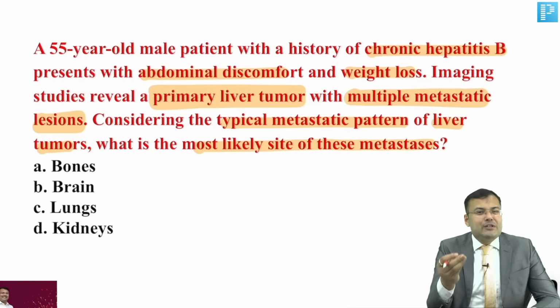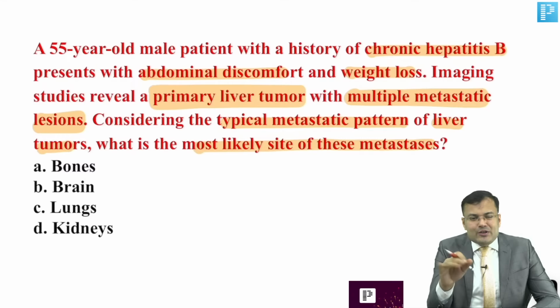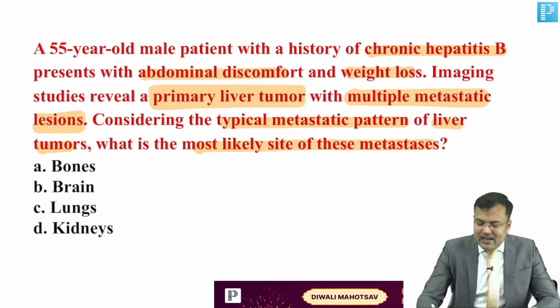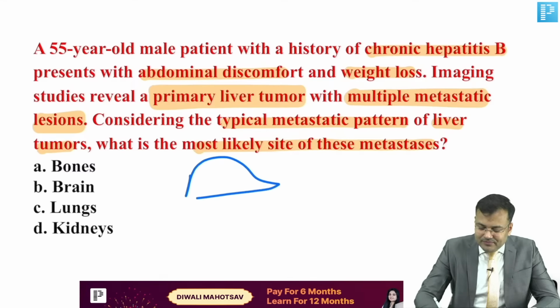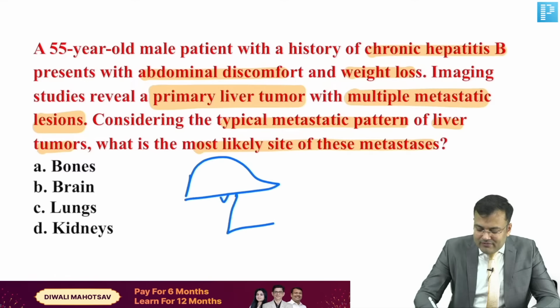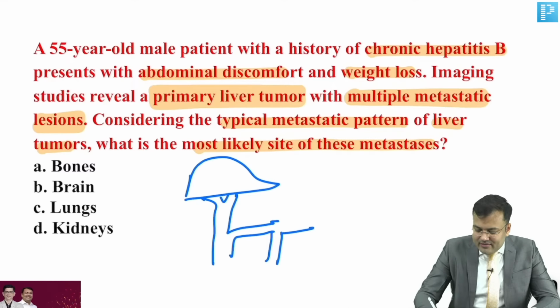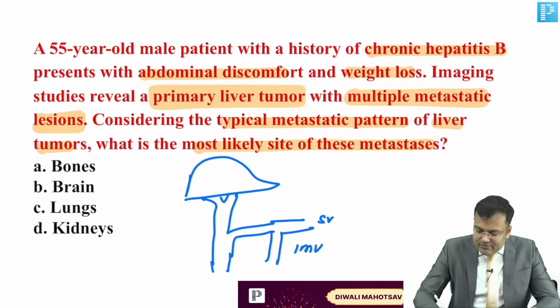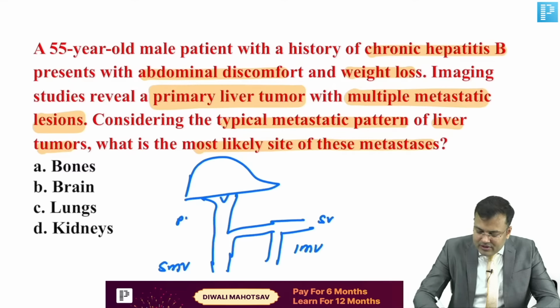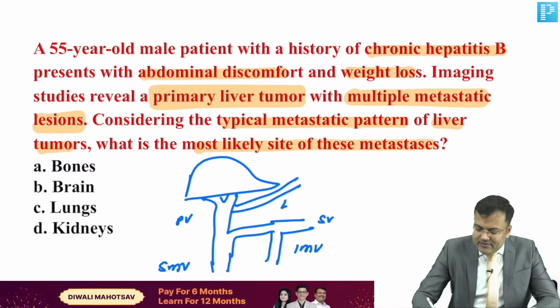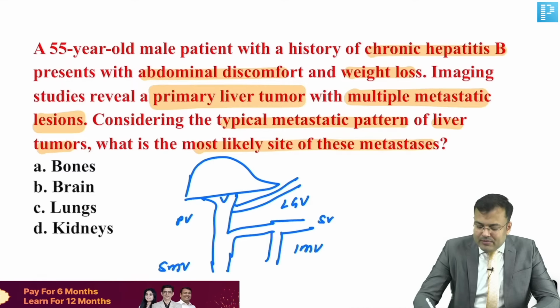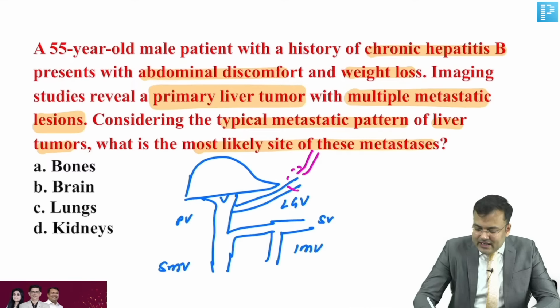So let me explain this, very easy. It's very easy to understand the metastasis, guys. Have a look. Can you see this liver? Can you see this is portal vein? This is inferior mesenteric vein. This is splenic vein. This one is superior mesenteric vein. This is portal vein. And you can see this is left gastric vein, right? It forms portosystemic anastomosis with azygous vein.